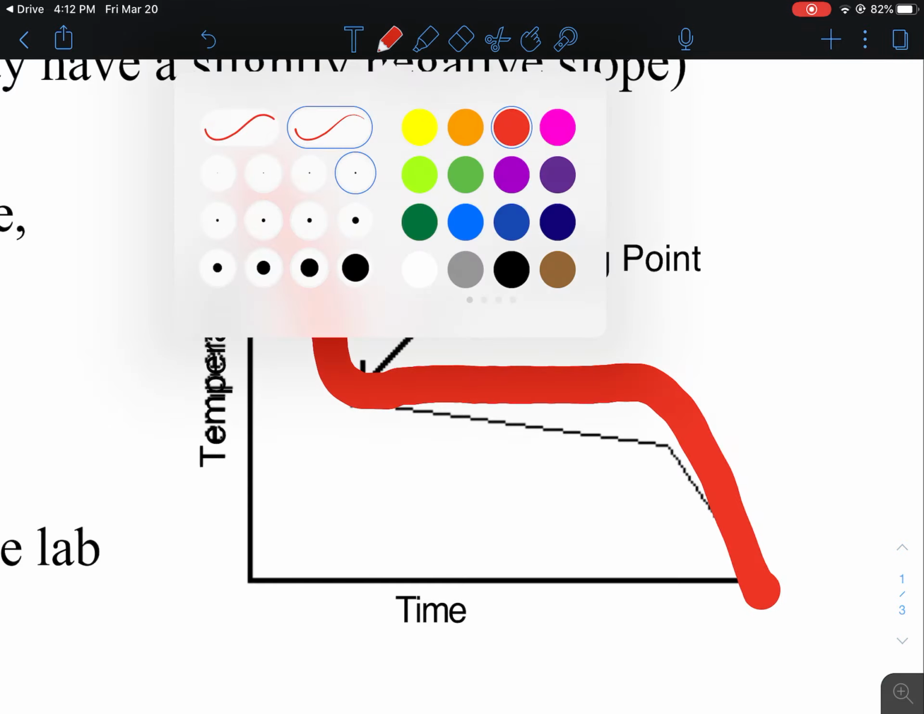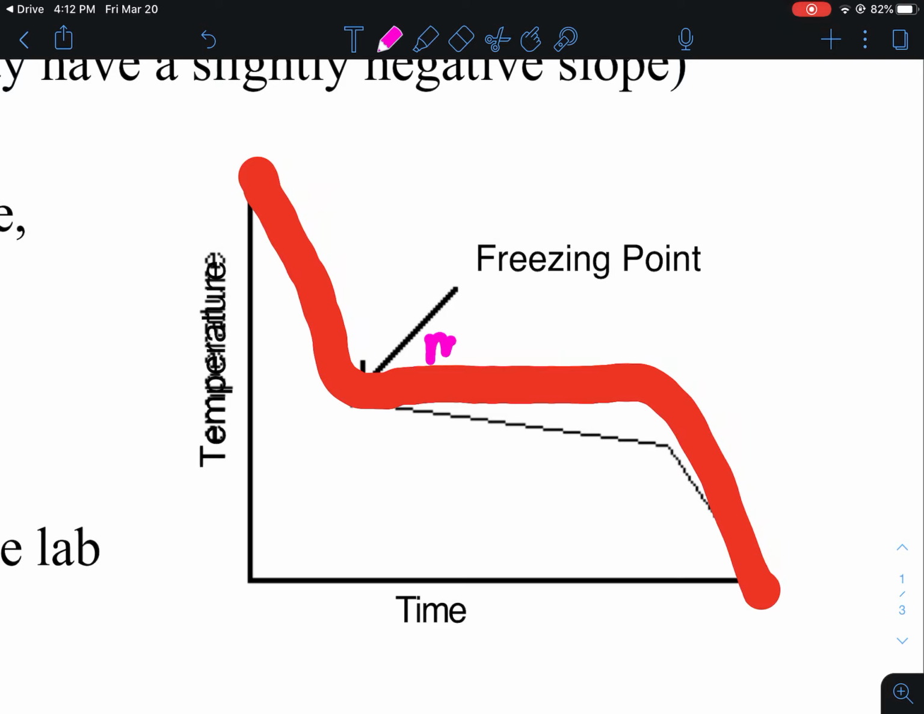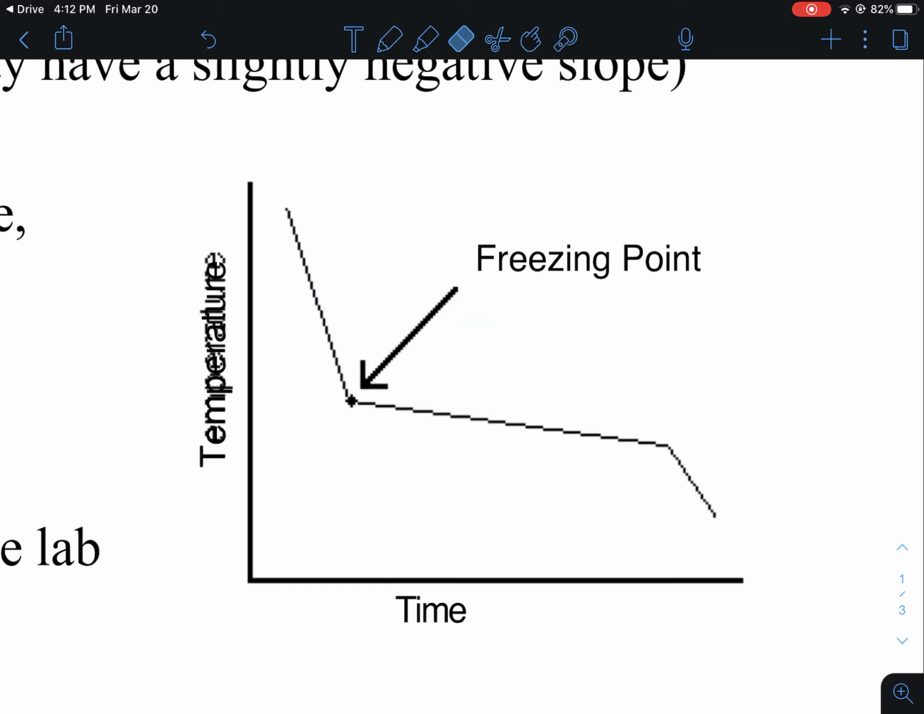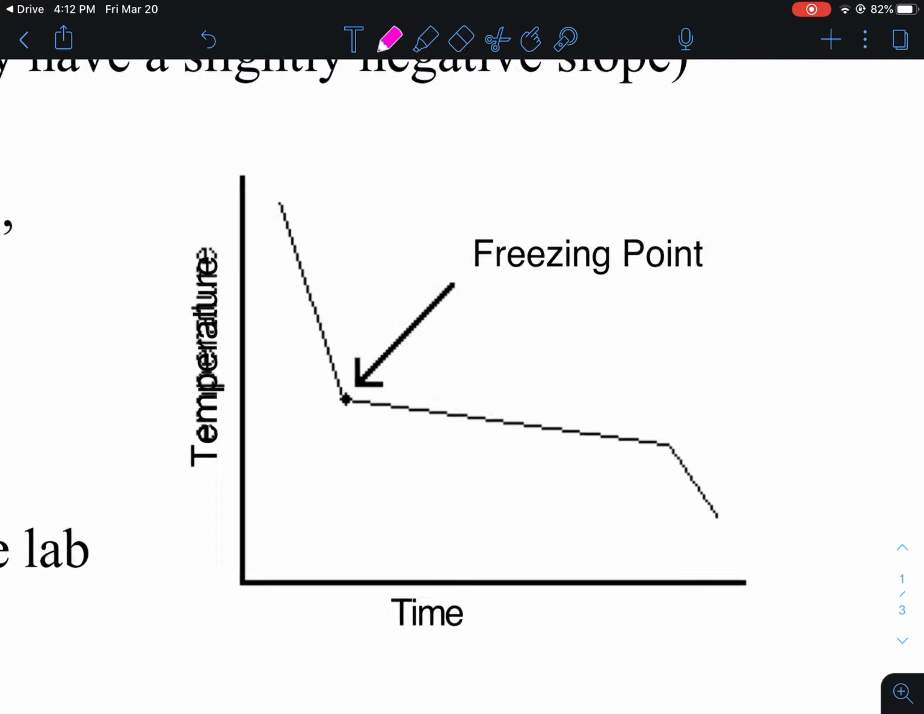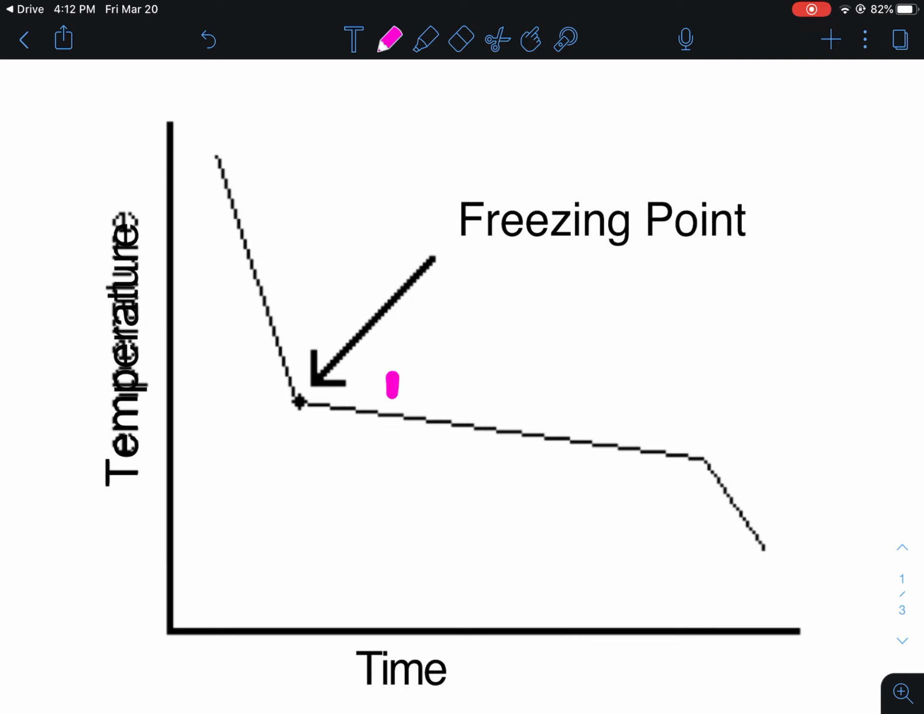We talked earlier about this point right here being the freezing process. It's a little different now. What you would see in this lab is a little different. You no longer have a slope of 0. You no longer have a flat slope while it's freezing. You are actually going to have a negative slope.